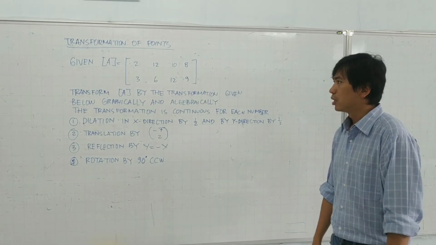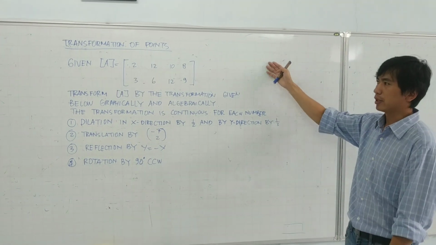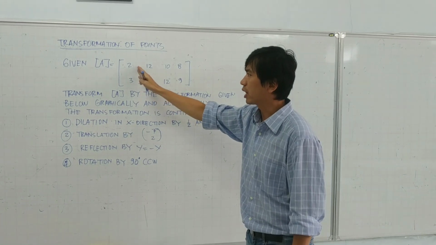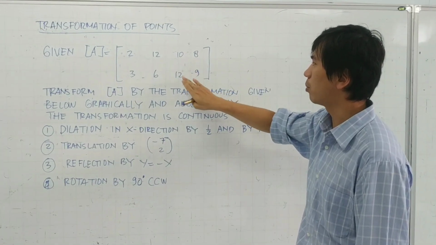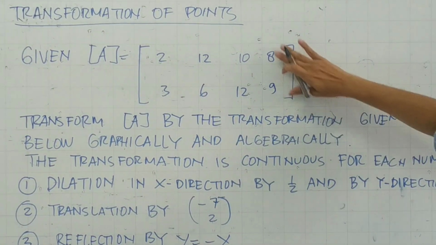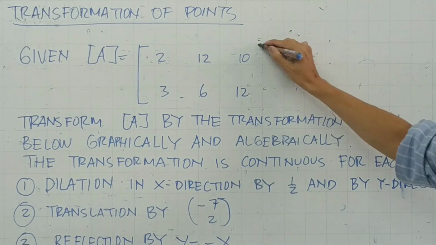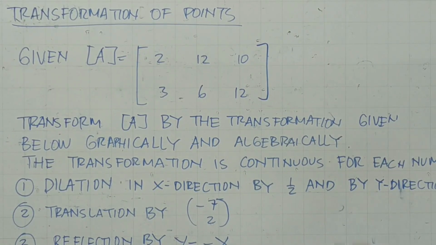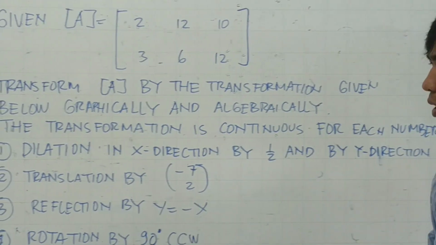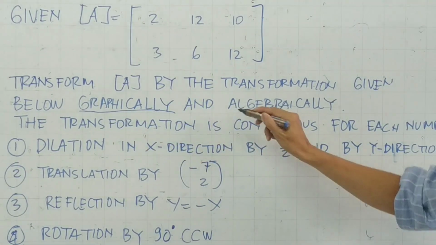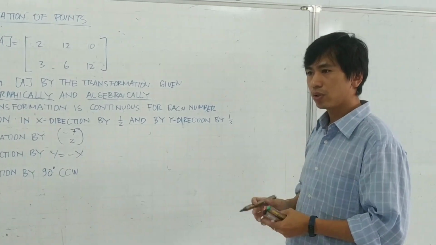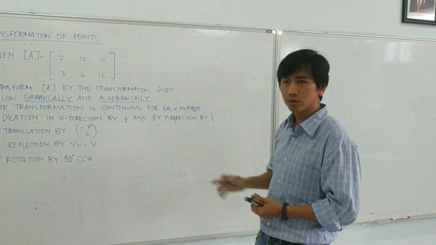Let's say given matrix A, which is three points: (2, 3), (12, 6), and (10, 12). It says to transform A, these three points, by the transformation given below, graphically and algebraically. So there are two ways: first you do it graphically, second you do it algebraically using matrix.